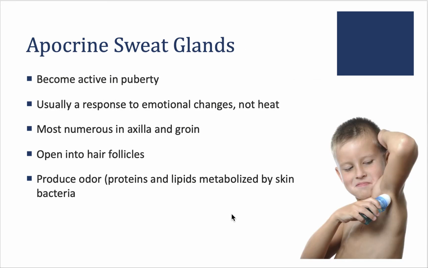Next, we have apocrine sweat glands. Apocrine sweat glands become active in puberty. These are usually in response to emotional changes, not heat. They're most numerous in the axilla or the armpit and the groin, and these open onto hair follicles. Apocrine sweat glands produce an odor because proteins and lipids are metabolized by bacteria within the skin.